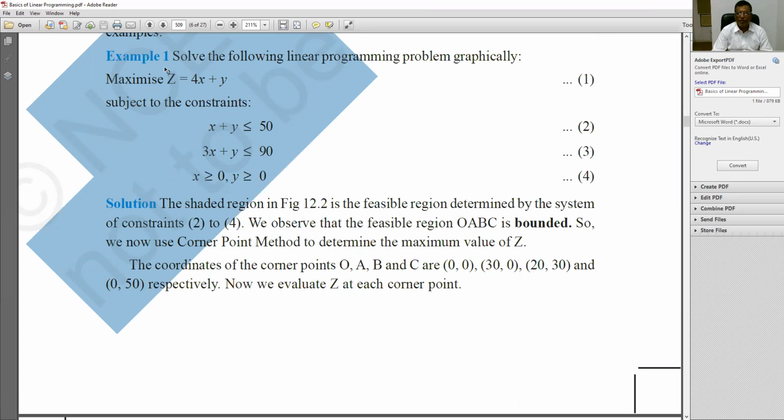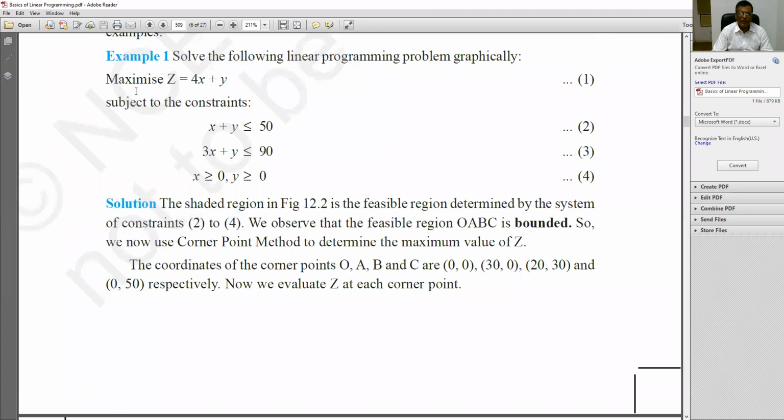Solve the following linear programming problem graphically, and the problem is maximize z is equal to 4x plus y, subject to the constraints x plus y less than or equal to 50, 3x plus y less than or equal to 90, x is greater than or equal to 0, y is greater than or equal to 0. So this is the numerical, and for your kind information, this is a long answer type question.